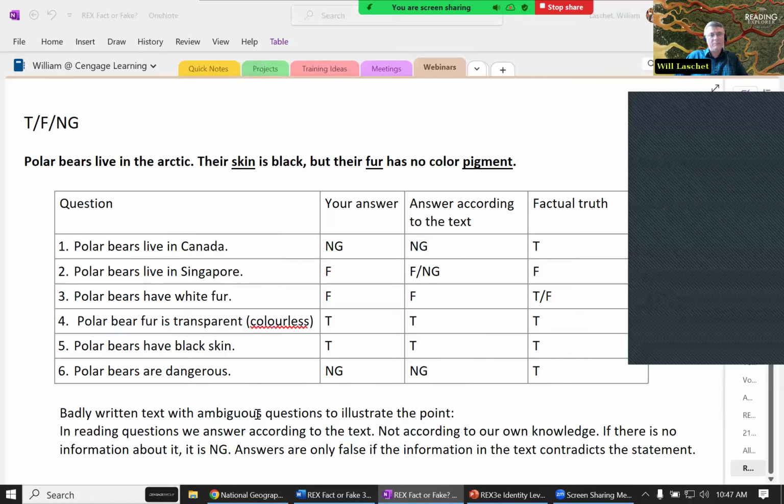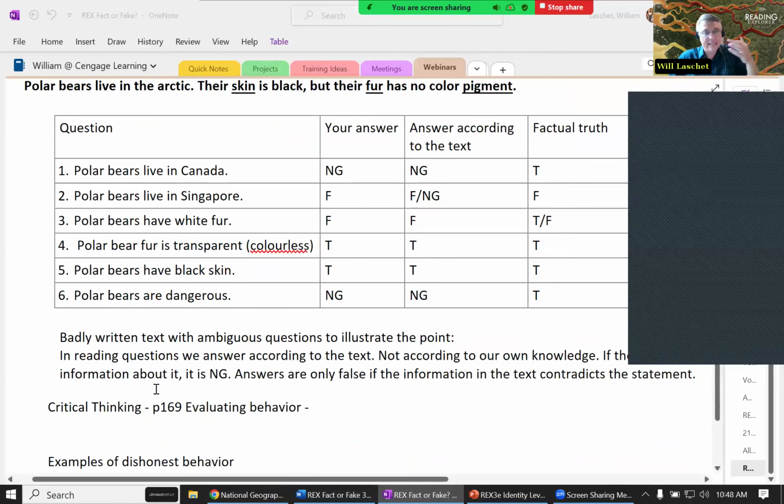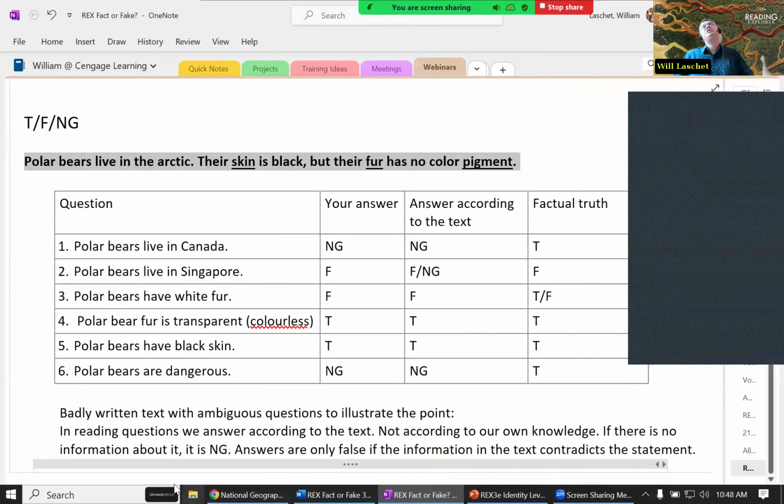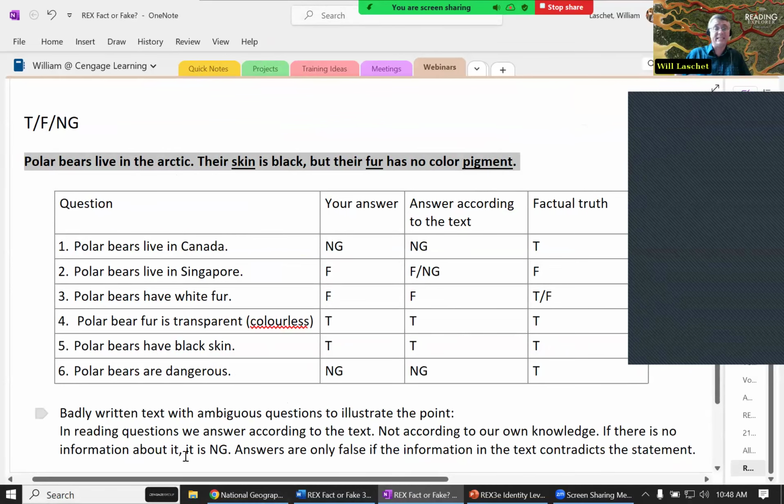All right, so a couple of points I want to make here. The most important thing is that students have to rely on what they're told in the text. They cannot lean on their background knowledge, and they shouldn't be inferring too much. Unless it's an inference question, they shouldn't be inferring. So true, false, not given, you're just going on the information that you're given. So only use the information in the text.